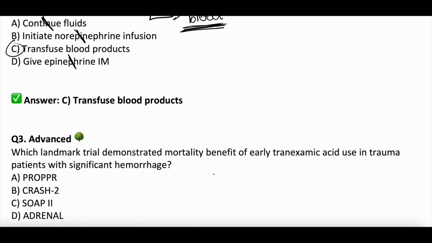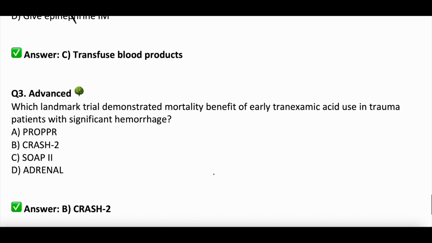This one maybe isn't fair because we didn't talk about the trials that much. But which landmark trial demonstrated mortality benefit of early tranexamic acid use in trauma patients with significant hemorrhage? A, the proper trial. B, CRASH-2. C, SOAP-2. D, ADRENAL. The correct answer is, pause if you need to, B, CRASH-2.